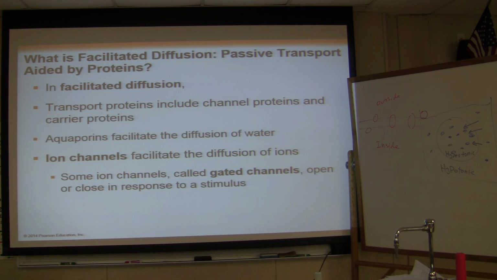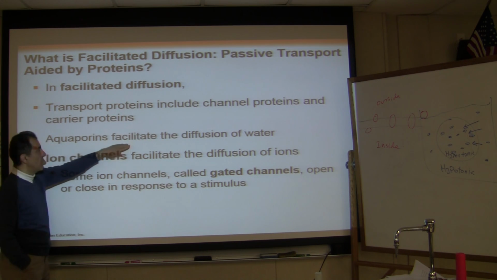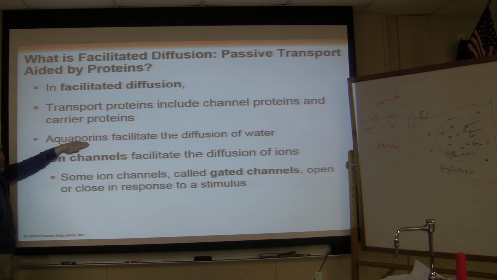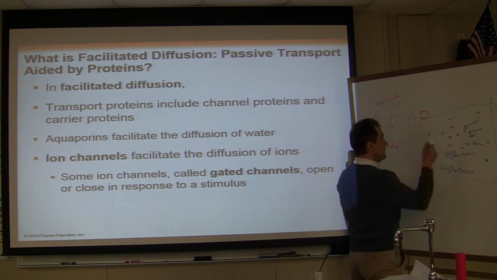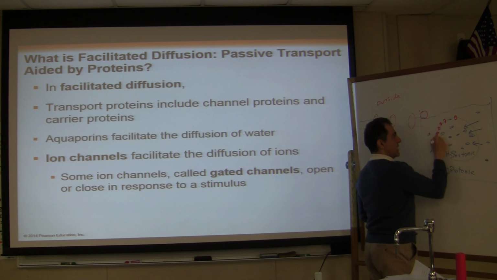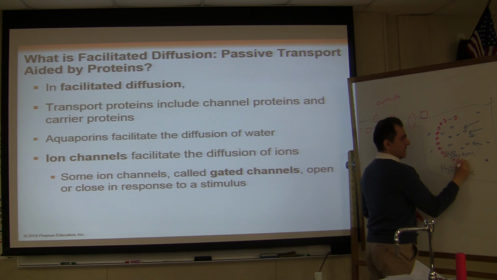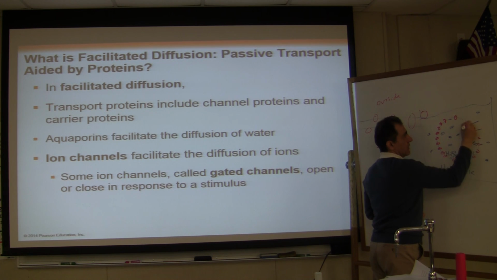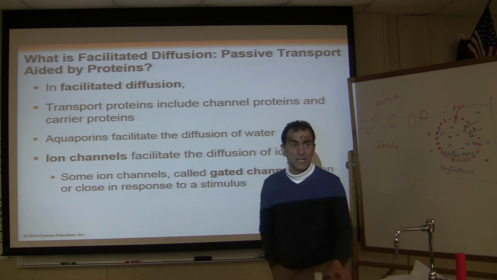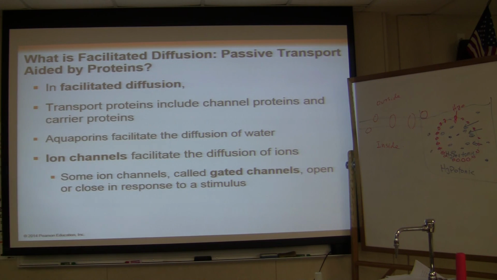Okay, what is facilitated diffusion? Passive transport aided by protein. In facilitated diffusion, the transport proteins include channel proteins and carrier proteins. Aquaporin facilitates the diffusion of water. You are familiar with aquaporin. I talked about it. These are little channels, aquaporins, right here on the cells. They facilitate movement of H2O inside of the cell or outside of the cell, as a matter of fact. It depends where there is more concentration of water. So that would be aquaporin. Ion channels facilitate the diffusion of ions. Some ion channels, called gated channels, open or close in response to a stimulus.